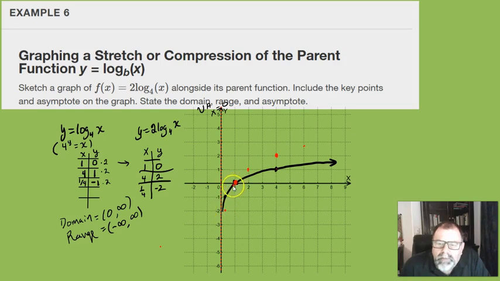So basically this is going to go down like that, and this one's going to come up something like that, roughly. Okay, so this is our graph y equals 2 log base 4 of x. Vertical asymptote doesn't change. Domain and range don't change. So all that's the same.